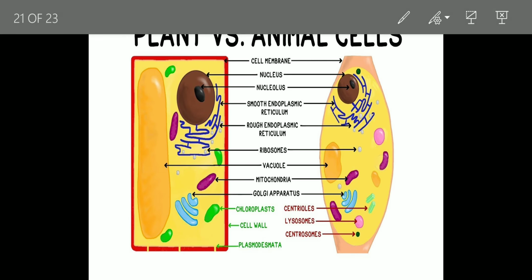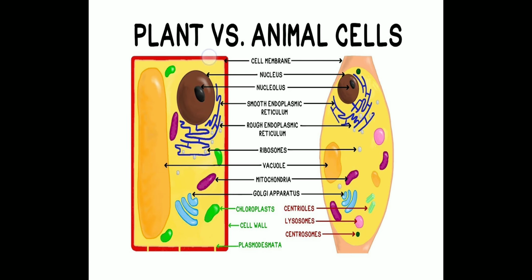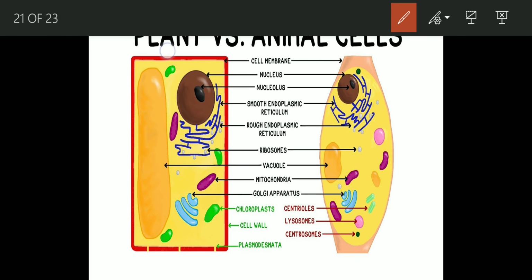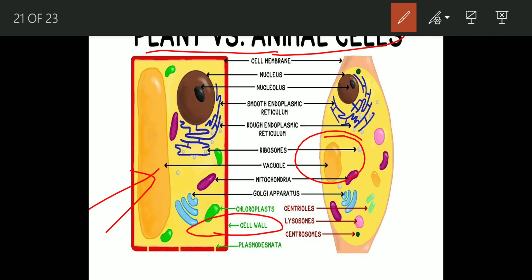This is a diagram showing the difference between the plant cell and animal cell. As we've discussed, the major difference between a plant cell and animal cell is the presence of the cell wall. One more difference is that the vacuole in a plant cell is much greater compared to the animal cell. Because of the large vacuole, the nucleus is moved to the side. In animal cells, the nucleus is usually in the center of the cell.